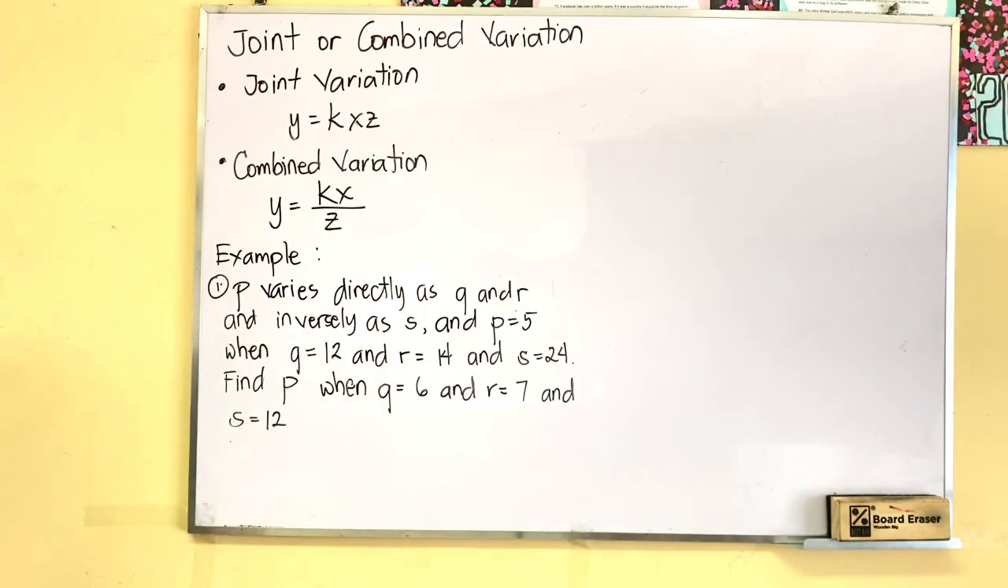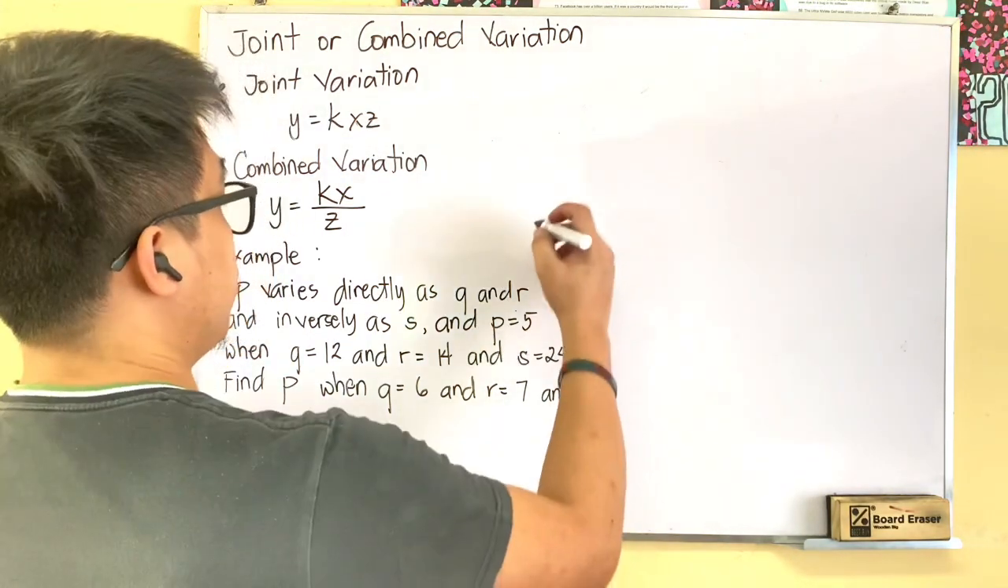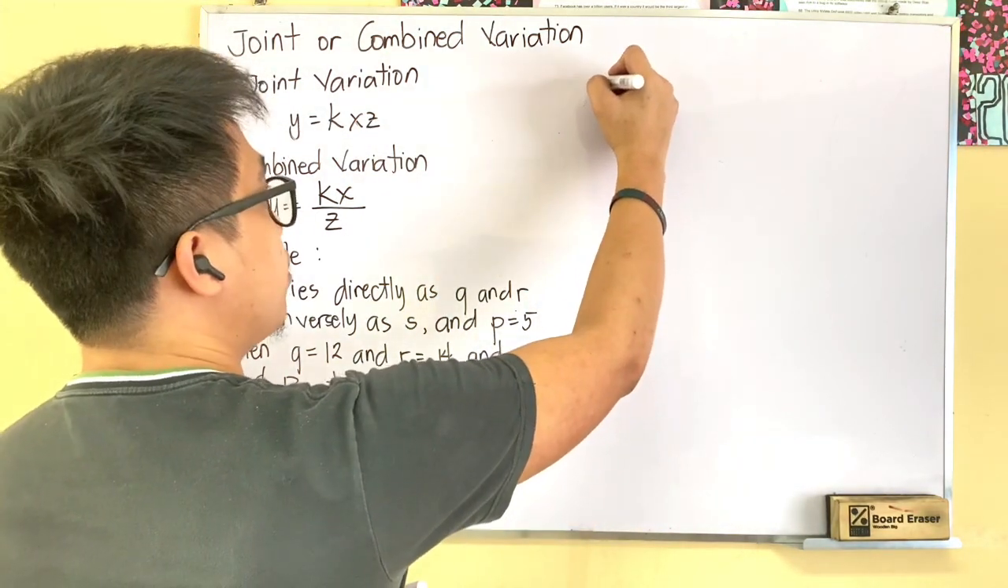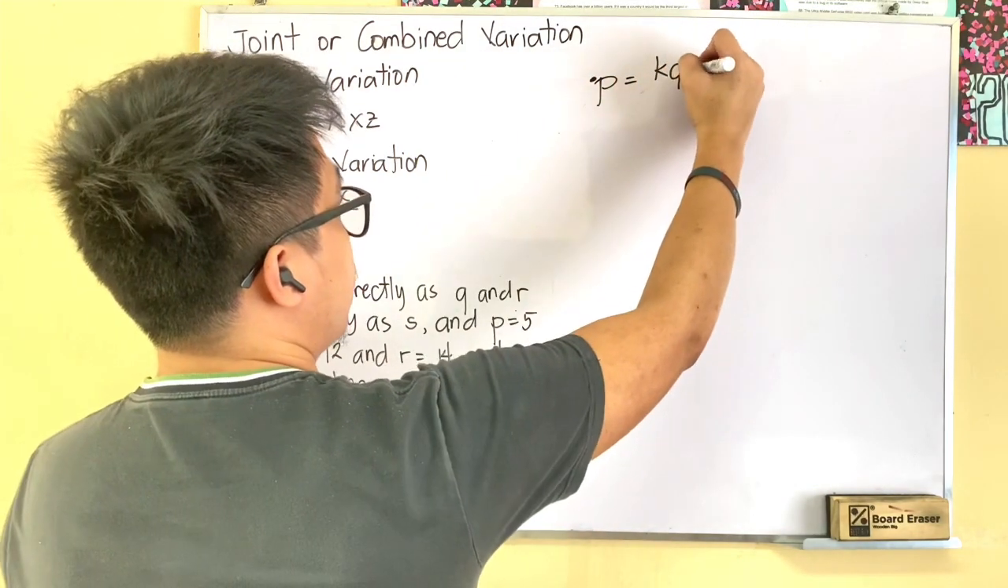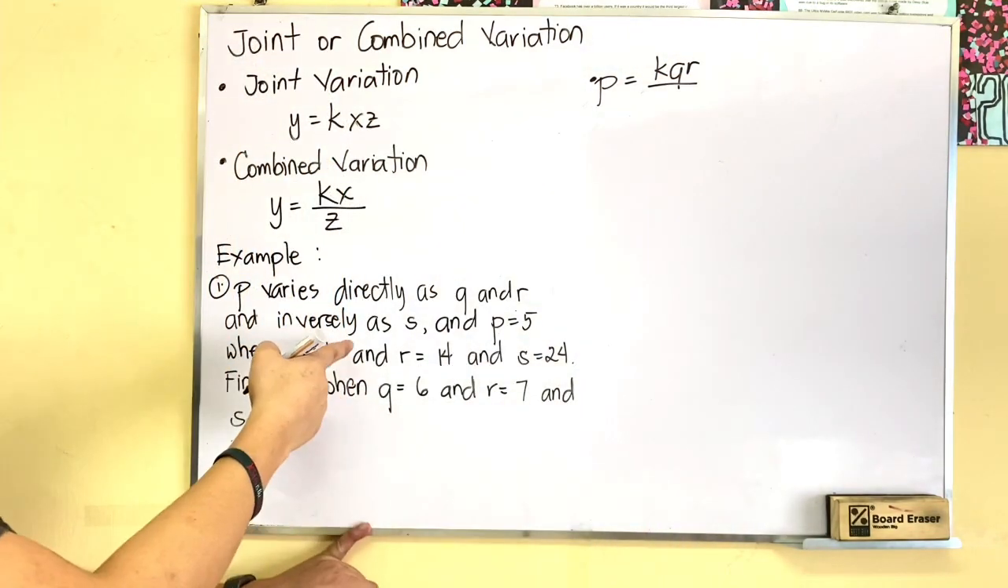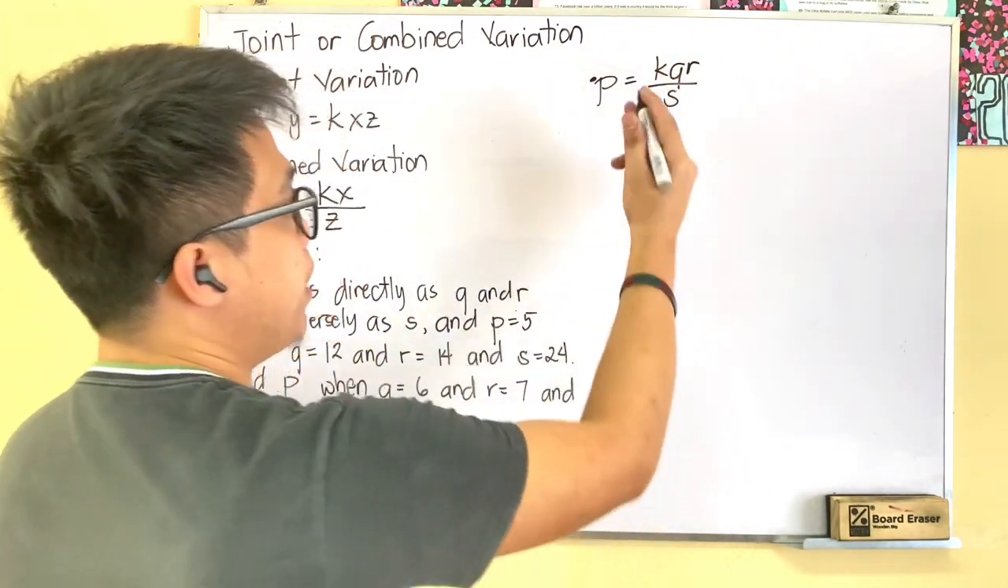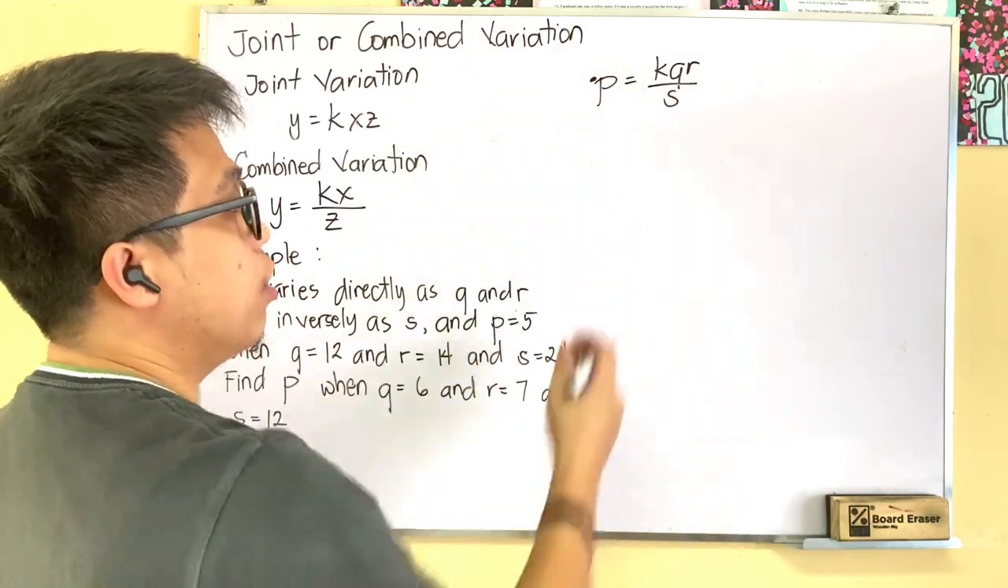First example tayo sa combined variation. P varies directly as Q and R and inversely as S. And P is equal to 5 when Q is equal to 12 and R is equal to 14 and S is equal to 24. Find P when Q is equal to X and R is equal to 7 and S is equal to 12. How will we compute this? So, kunin muna natin yung magiging equation. Ang sabi dito, P varies directly as Q and R and inversely as S. So, meron tayong P is equal to KQR all over S.